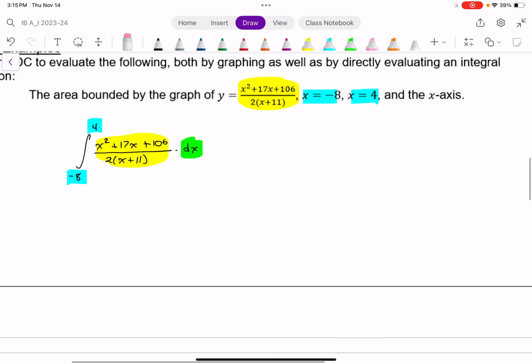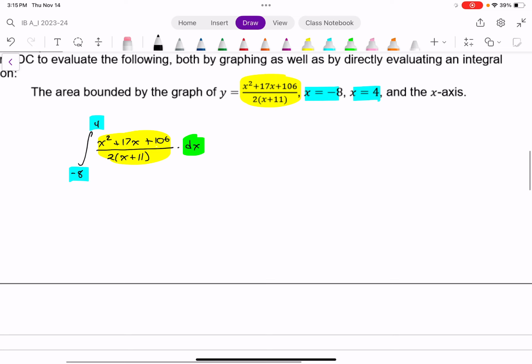With that said, though, you can just type this exactly as I have here into your GDC, and that is something you're expected to know how to do. And so if you type this into your GDC, you should get approximately 56.2 to 3 significant figures.